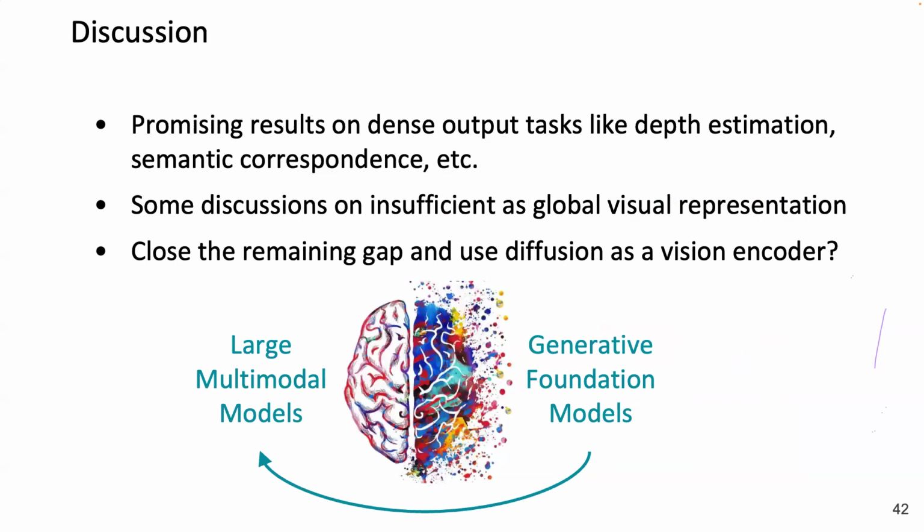However, the status quo is that we have already observed some promising results on the dense output understanding tasks, for example, depth estimation, semantic correspondence, and so on. However, there has been some discussion that when trying to extract global features from the diffusion model, it is not as effective compared with other popular choices like those learned with contrastive learning or self-supervised learning, as mentioned earlier in Zhengyuan's session. So in order to close this gap, there needs to be some additional steps we need to take to actually make diffusion directly effective as a vision encoder.